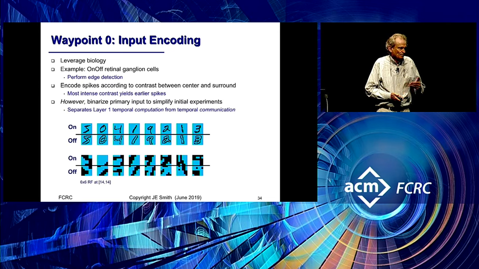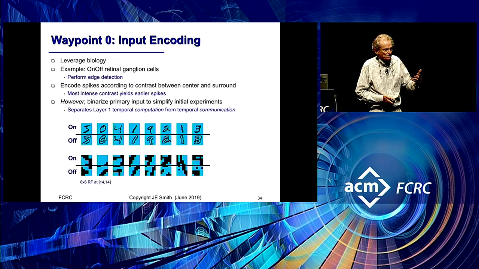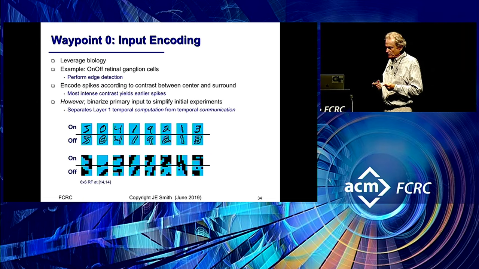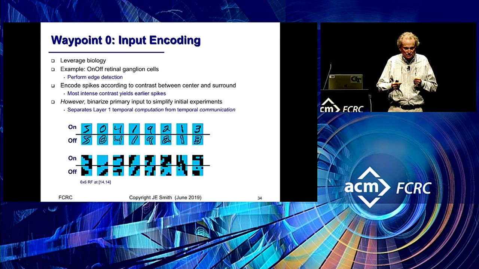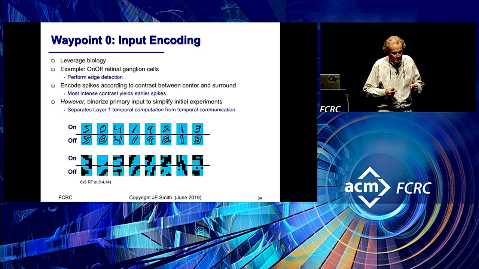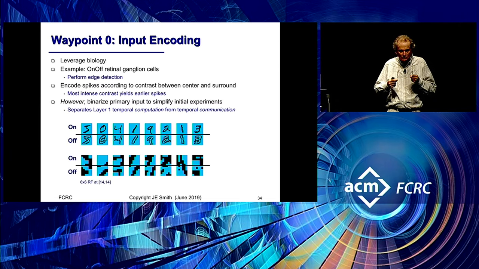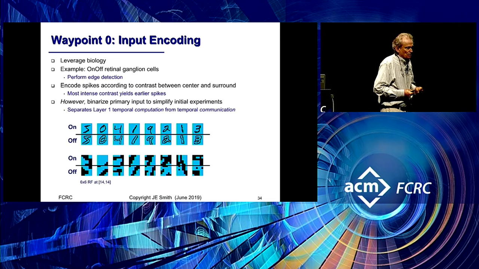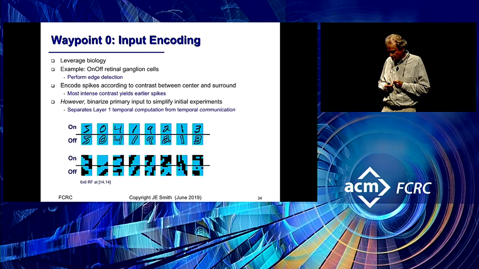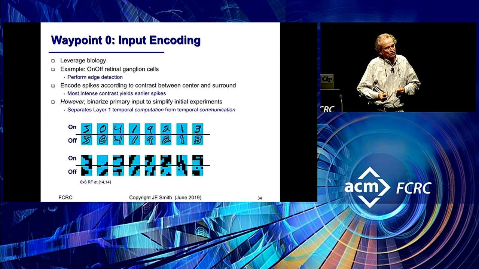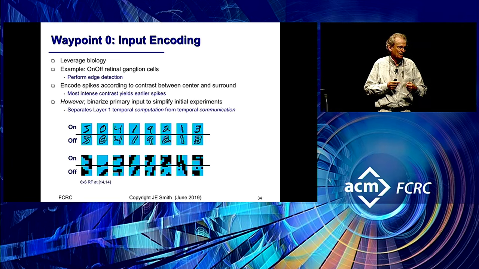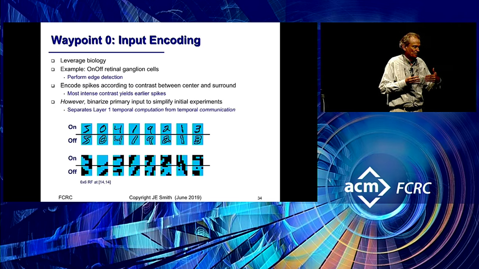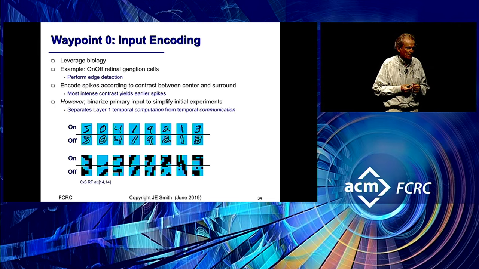In the work I'm doing now, I take away time from the primary inputs. I basically binarize the input, and I do this so I can more clearly look at temporal computation. I want to isolate any temporal effects from the inputs, so all the temporal effects at the output of the first layer are due to the computation. I want to know how temporal values are produced. So when I go back and put temporal values into the inputs, I know exactly how to map the different pixel intensities, let's say, to spike timing. It isn't necessarily an obvious linear mapping. In fact, I don't believe it is.